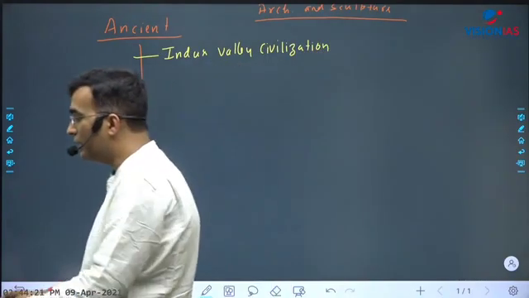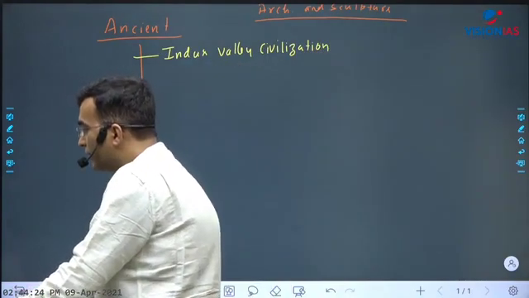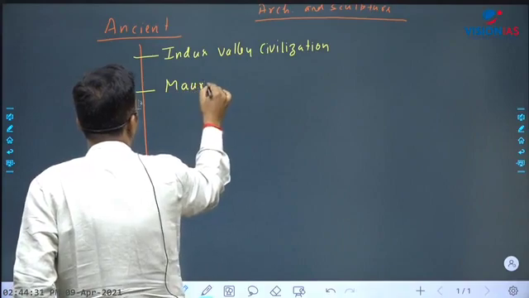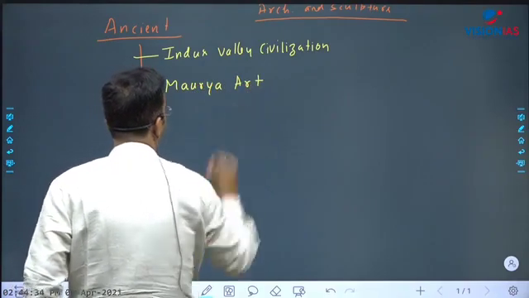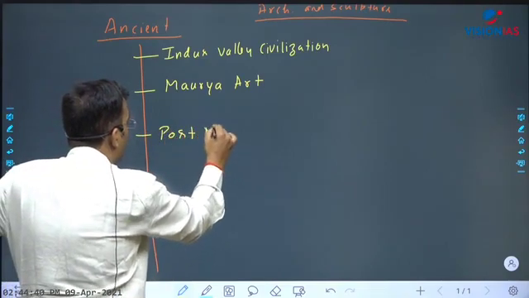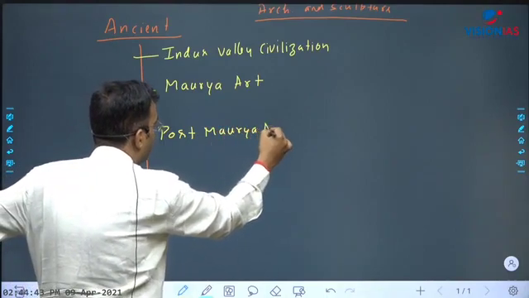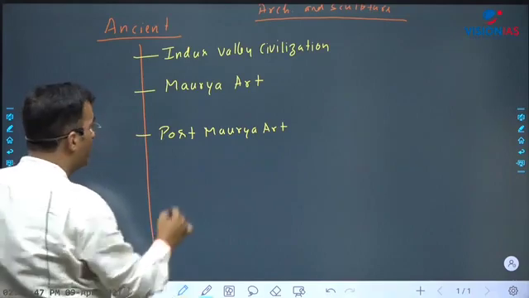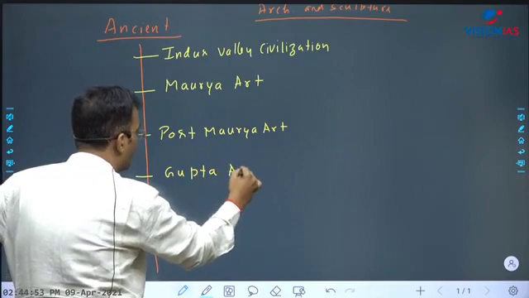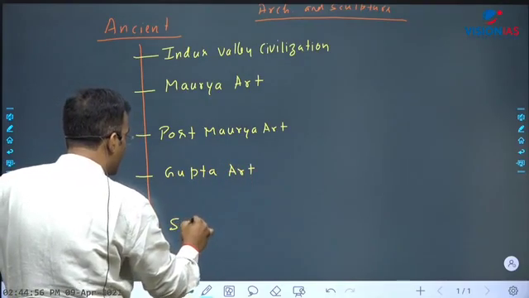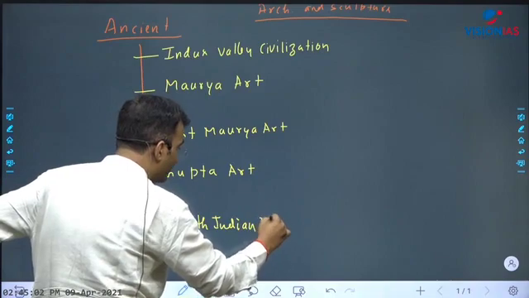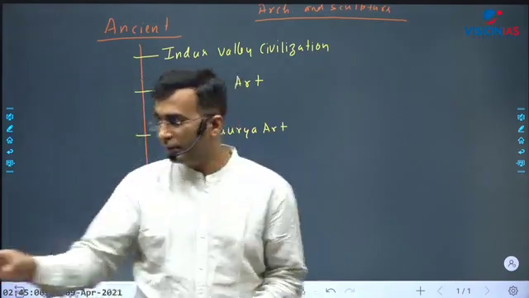Then the second topic would be Maurya art. Then the third topic in the ancient would be post-Maurya art. The fourth topic would be Gupta art, and the last in the ancient would be South Indian art. So these would be the topics that we'll be seeing in the ancient.